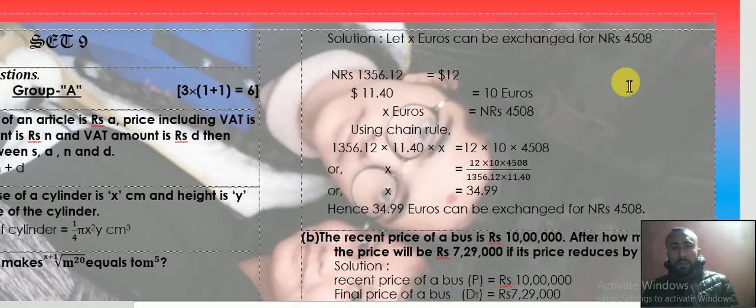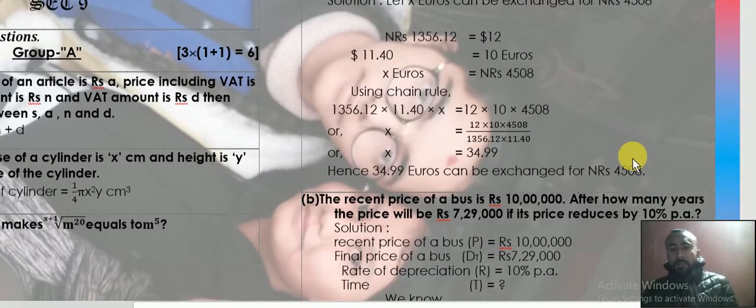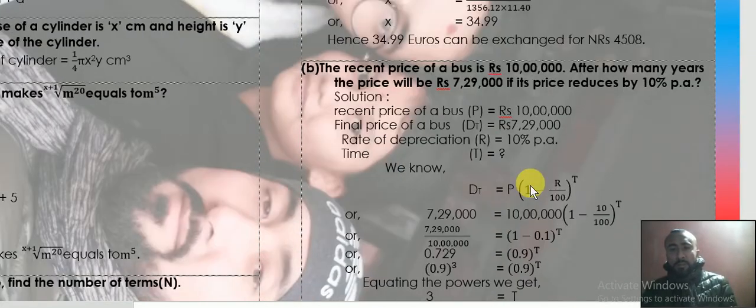So first of all, X euros can be exchanged for NRS 4508, then NRS dollar, dollar euro, and euro NRS. Here we have begun from NRS and ended in NRS, and none of the currencies are repeated. So the product of the left hand side is equal to the product of the right hand side. By calculation you get the value of x is 34.99. So lastly write the conclusion, that's 34.99 euros can be exchanged for NRS 4508.